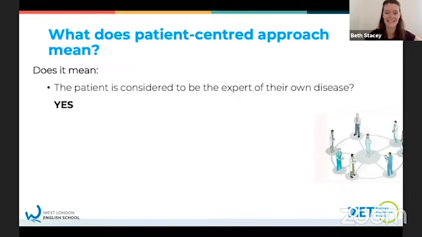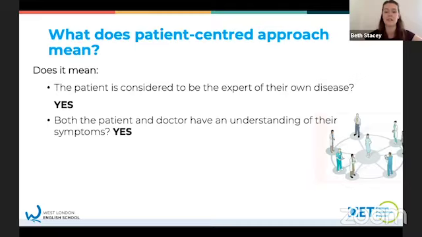So the patient is considered to be the expert of their own disease. Yes. Now, if, for example, I have the flu and a different patient has the flu, we might still have different symptoms. For myself, I know that maybe I've had a runny nose or a sore throat, or maybe my muscles have been really aching. So I am the expert of my own illness, even though obviously as doctors, nurses, as medical professionals, you are also experts, but I'm an expert of my own disease.